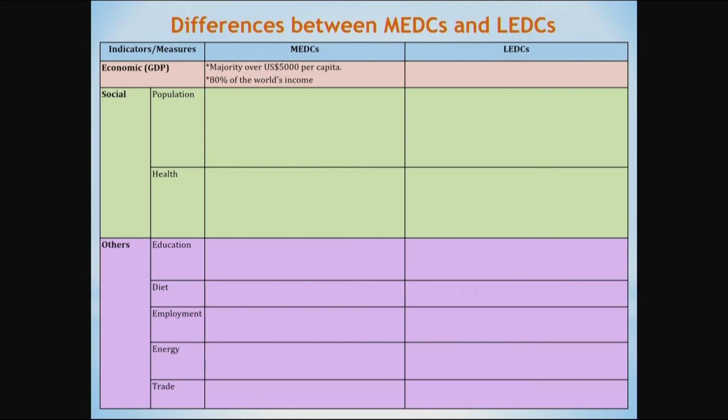Now, in MEDCs, the majority of their economies are over 5,000 US dollars per capita, which is 80% of the world's income. Whereas for the LEDCs, the majority are under 2,000 US dollars per capita, and it makes up only 20% of the world's total income.